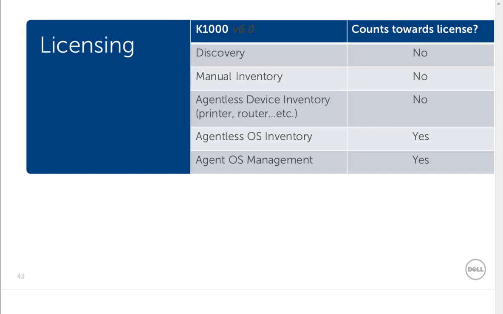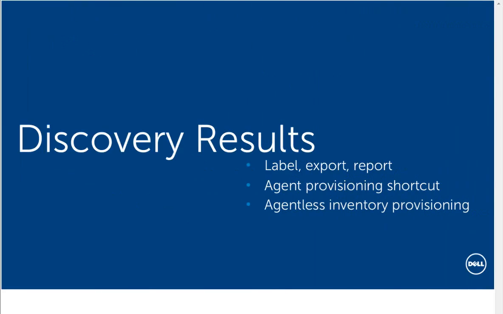So summing licensing up: discovery, no charge; manual inventoried, no charge; SNMP basic inventory in version 6.0, no charge; agentless inventory for Mac, Linux, Unix, same charge to your licensing count as with an agent. Agent, same as always, and of course with the agent, in addition to inventory, you get software distribution, patching, software metering, everything you're already used to. Okay, so I hope that answers a lot of questions. We had a lot of questions on that during our last webinar.